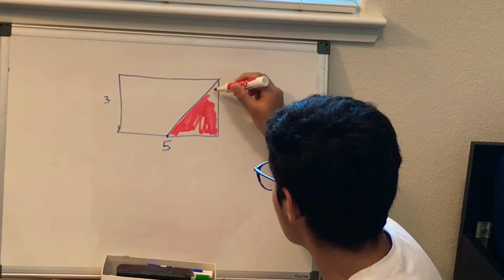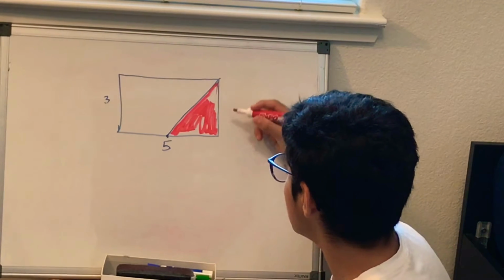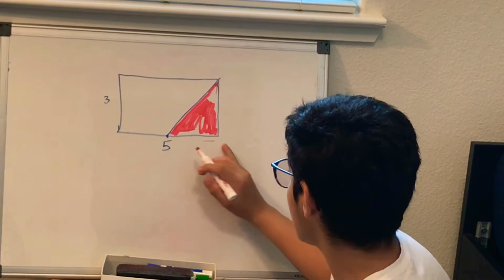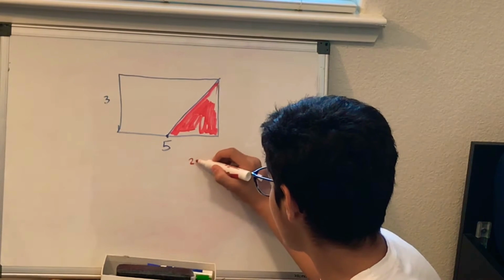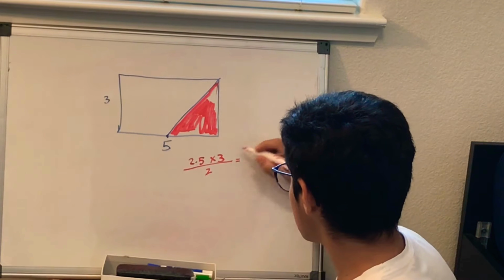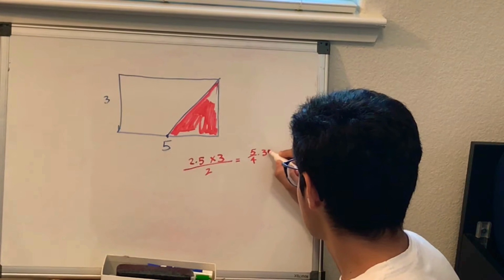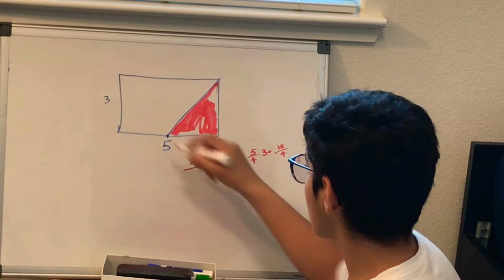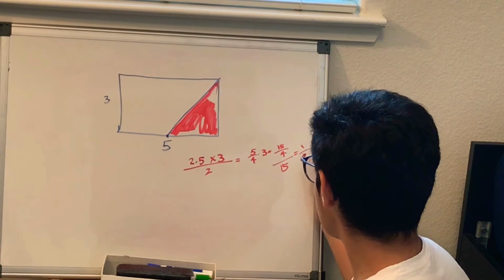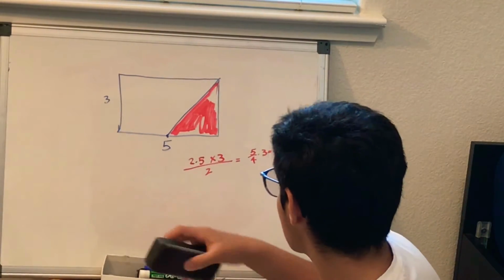See if you can figure it out on your own. What is the probability that you land in the red region instead of the rest of this area? And the probability, because this is the full height, this is 3, this is exactly half of it. It's 2.5 times 3 over 2, and this is just basically 5 over 2, so that's 5 over 4 times 3, so that's 15 fourths, and the total area is 15, so if you divide that by 15, you just get 1/4. So the probability that you land in this red region is 1/4.